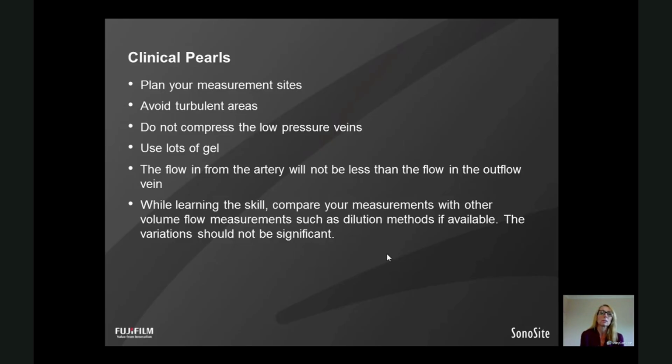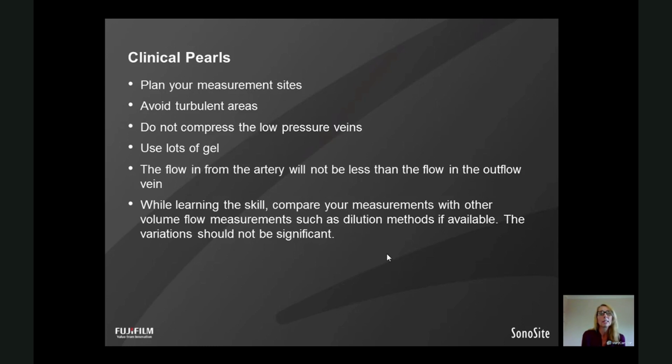And then also look at the documentation and see if there's been volume flow measurements with ultrasound before, where were they doing those, and see whether it's important to stay in the same sites, or maybe it's not possible anymore because the outflow vein has been over-cannulated and is now quite dilated and unusual.